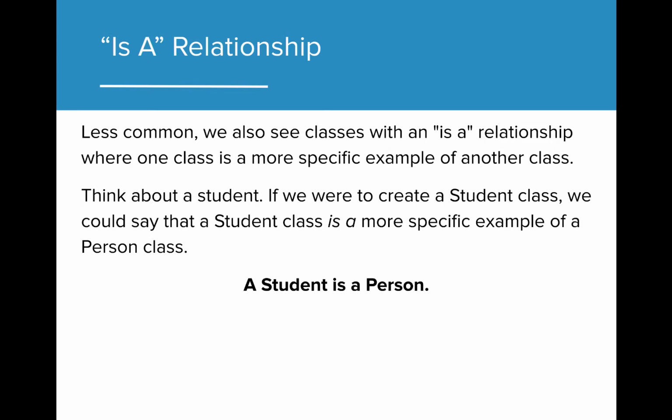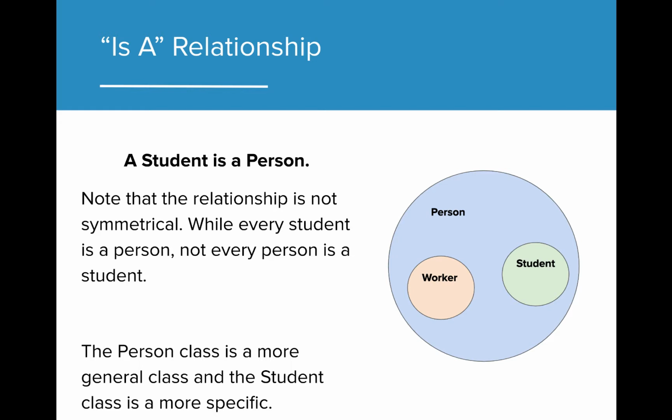Another less common relationship is the is-a relationship. Is-a is used when one thing is a more specific version of another thing. As an example, think about the relationship of a student to a person. We cannot say that a student has a person, but we can say that a student is a person. A student is a more specific example of a person. A student is a person.